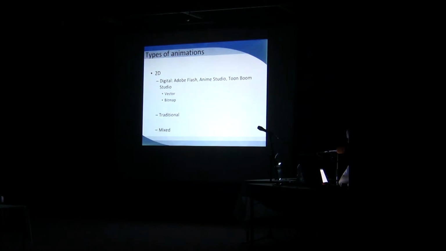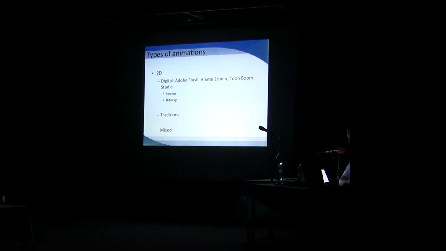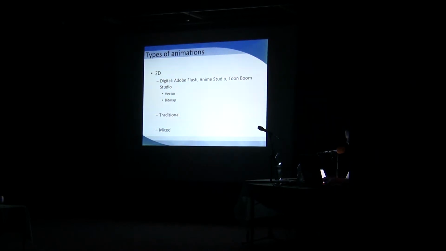So next is types of animations. The 2D can be digital, for example in Adobe Flash, Animatic Studio, Toonboom Studio, and it can also be done in Photoshop, but that's not very good for big animation. It can be vector and bitmap. I will be talking about this soon. Also, there can be traditional animation, 2D animation, or mixed.